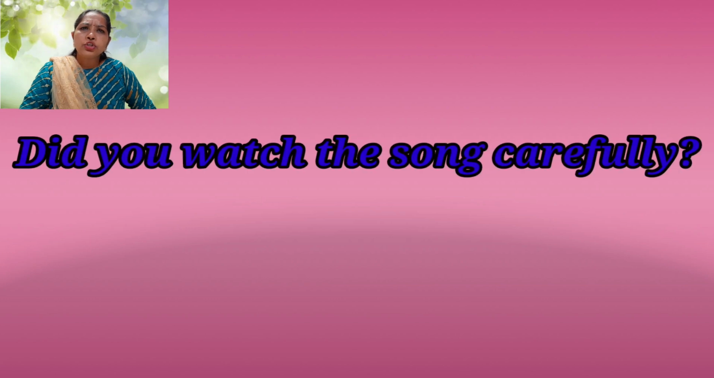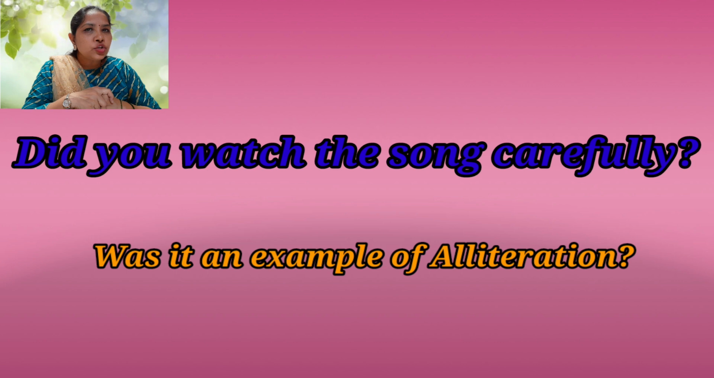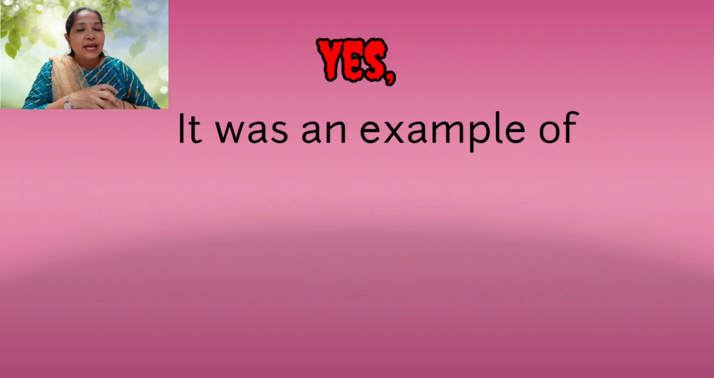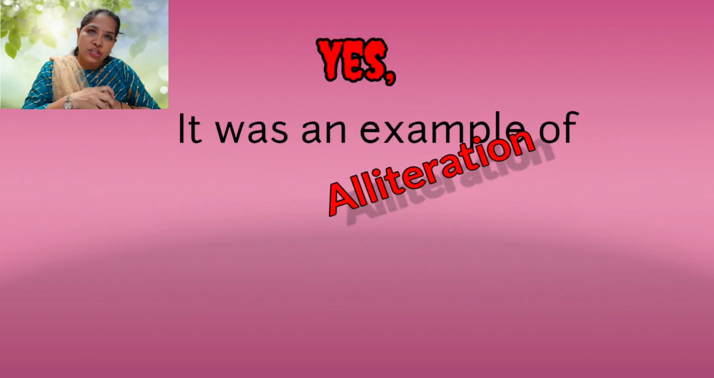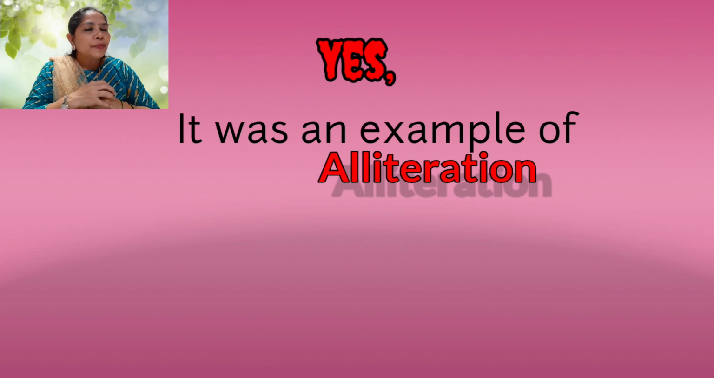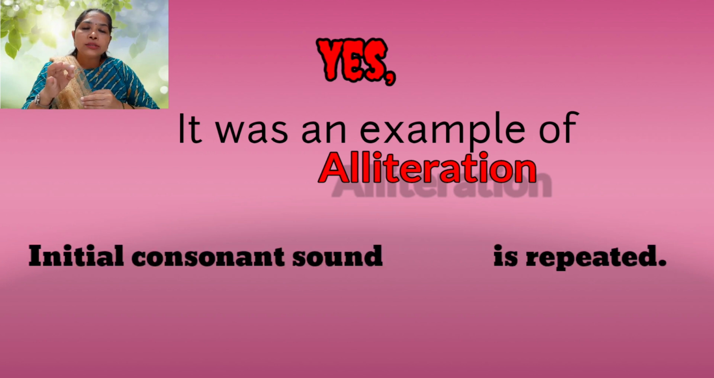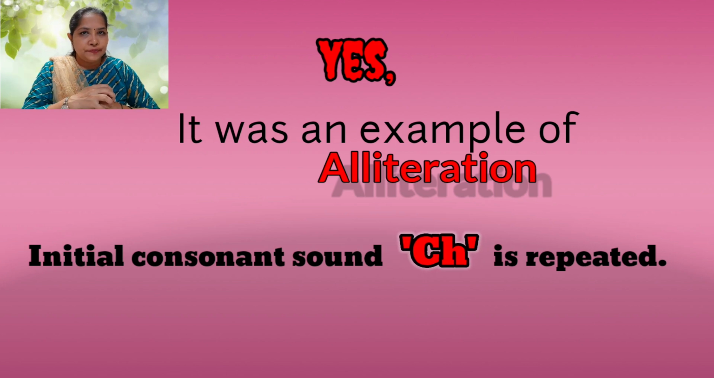Children, did you watch the song carefully? Was it an example of alliteration? Yes, it was an example of alliteration. Why? Yes, because the initial consonant sound ch is repeated here. So find out such more examples or songs of alliteration.